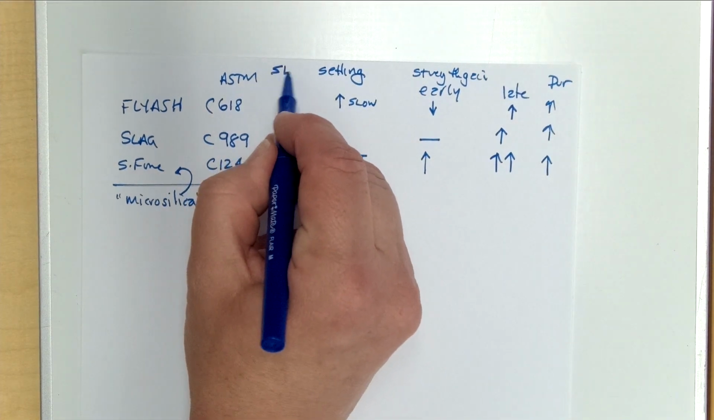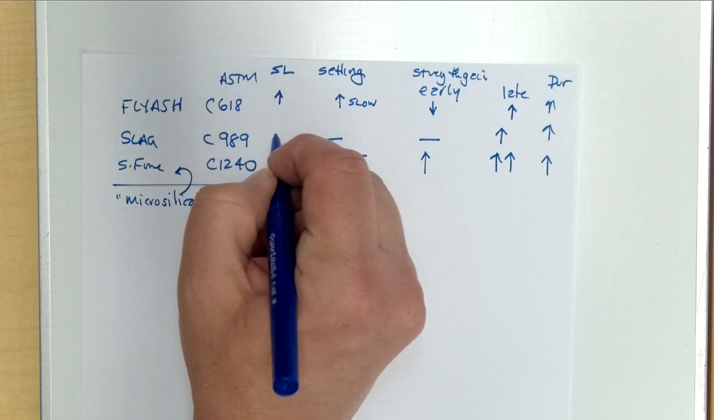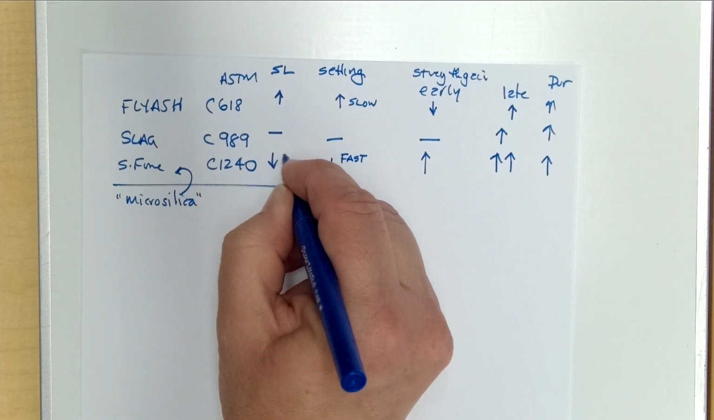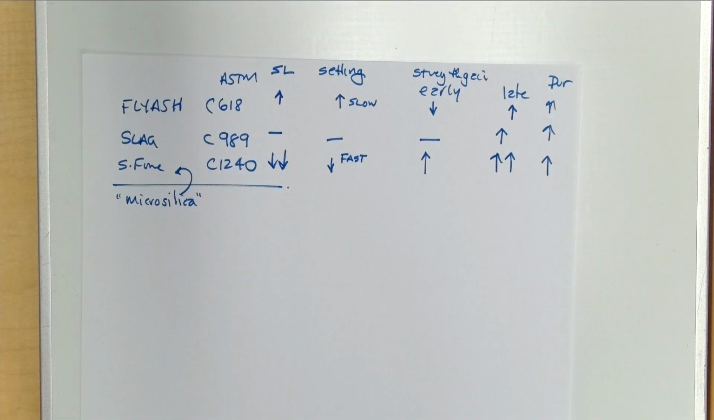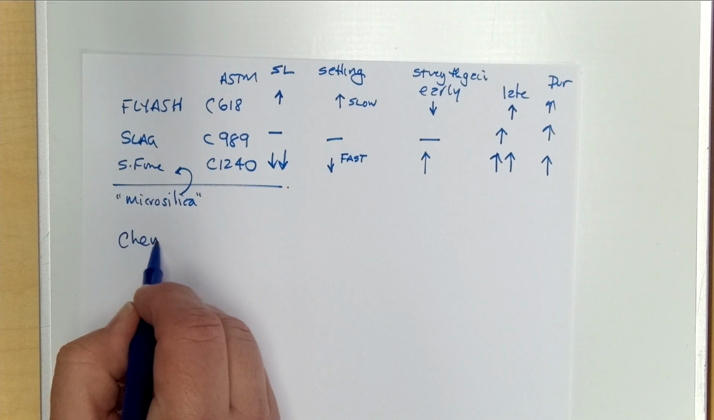But in order to get some of these things to work, in particular, what these same three guys do to slump: fly ash increases it, slag has no effect, silica fume kills it. What we need to do is go to our chemical admixtures.